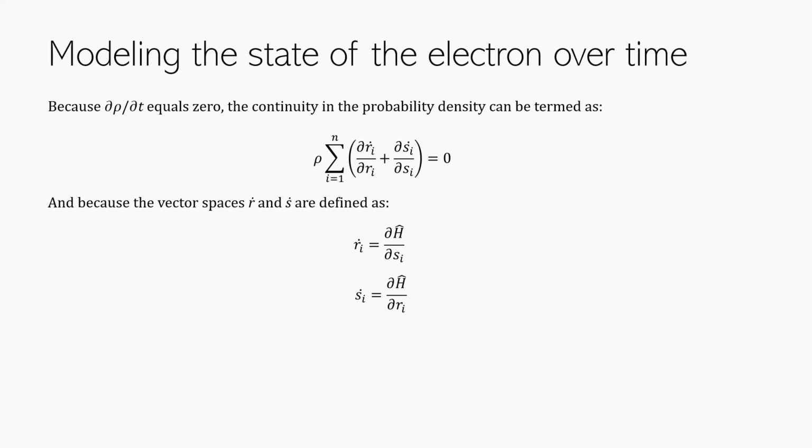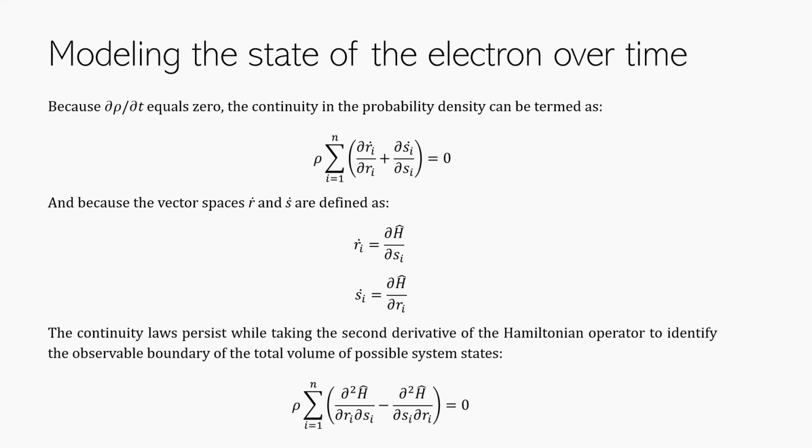operator, the continuity laws persist while taking the second derivative of the Hamiltonian operator to identify the observable boundary of the total volume of possible system states, which of course is a set of eigenvalues for the system identified over this time evolution. And this equation relates the overall probability density for the system with the Hamiltonian operator, which describes the distribution of energy across the system.